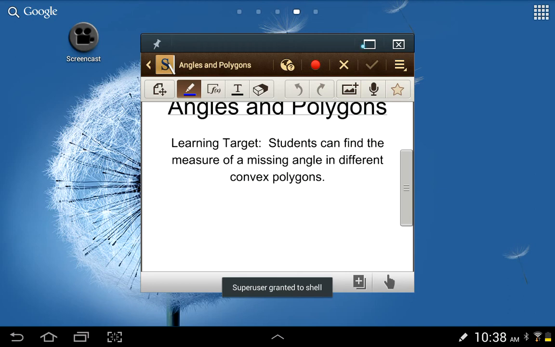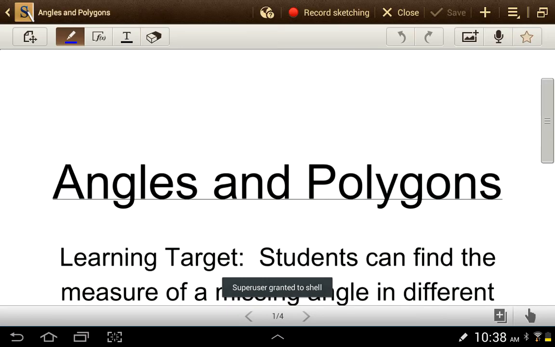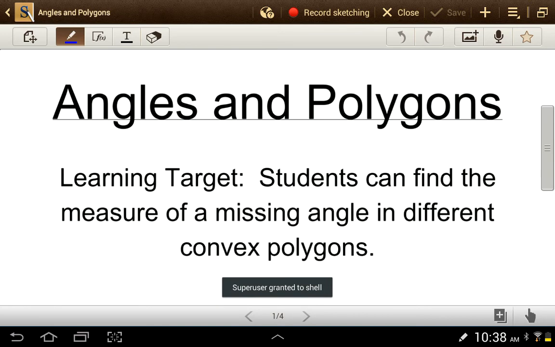Angles and polygons. Let's talk about the angles and the relationship of polygons and what their angles are, interior and exterior angles. Learning target today is students can find the measure of a missing angle in different convex polygons.